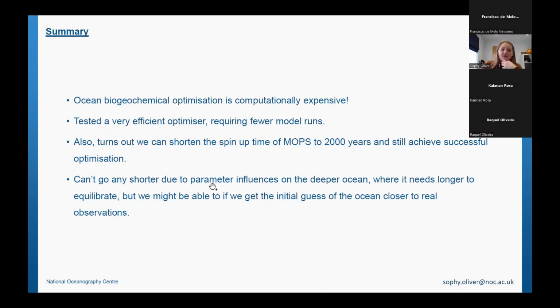We tested a very efficient optimizer and reduced the computational expense of optimization by 2 orders of magnitude, and then reduced it by another third for MOPS by showing that we don't need to spin up fully to a steady state, but can get away with 2,000 years, and may even in the future be able to go shorter if we have a better guess of the initial state of the ocean.